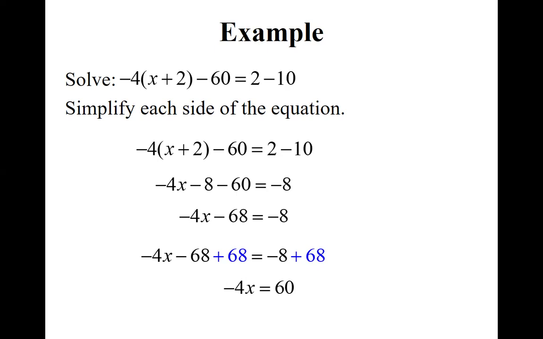Finally, divide both sides by negative 4 to undo multiplying by negative 4. So multiply by negative 4, get rid of that by dividing by negative 4. Whatever we do on one side, we do to the other. 60 divided by negative 4 is negative 15. We're left with x is equal to negative 15.